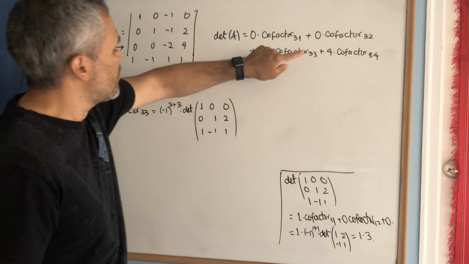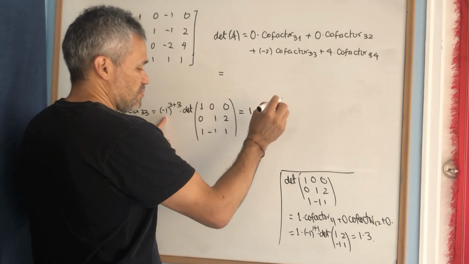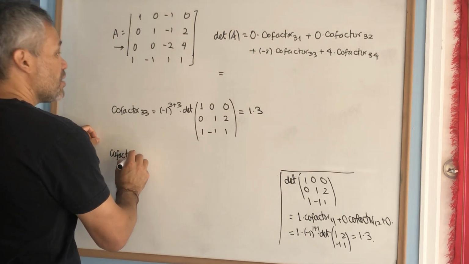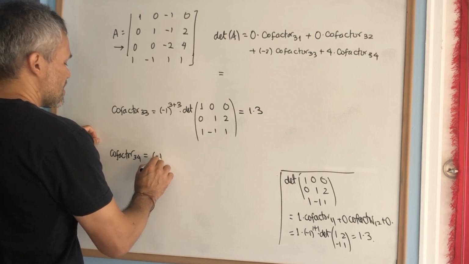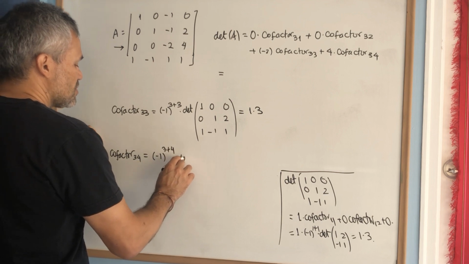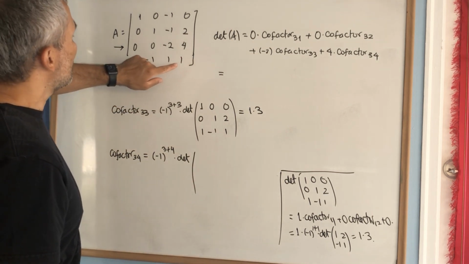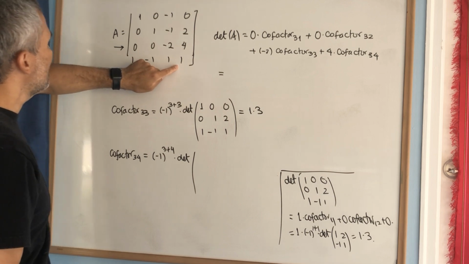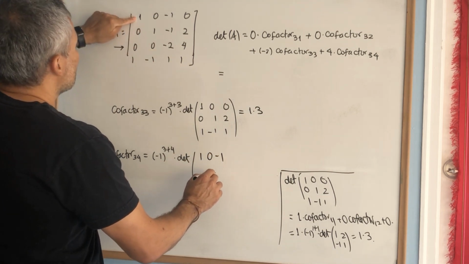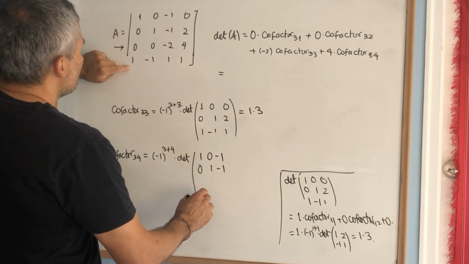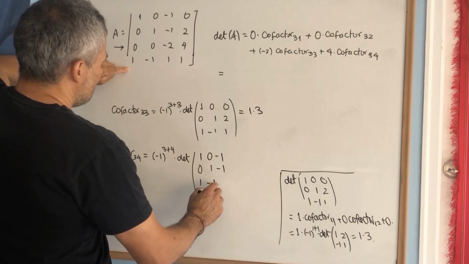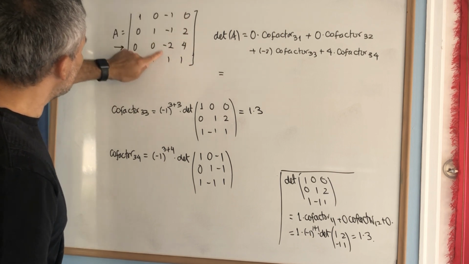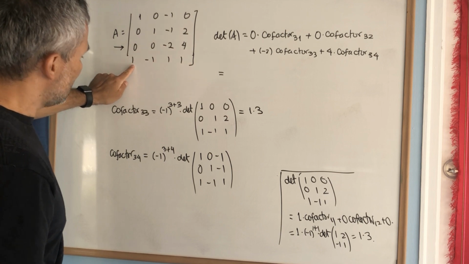Then what else do I have to compute? This number is just 1 times 3. I need to compute the cofactor 3,4. And by definition, this is negative 1 to the 3 plus 4 times the determinant of the matrix that we get when we remove the third row and the fourth column. Then we get 1, 0, negative 1, 0, 1, negative 1, and 1, negative 1, 1. We are removing the third row and the fourth column.